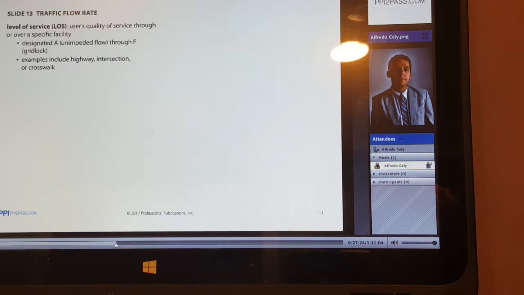Now, the examples for level of service are evaluated for highway segments, which are through segments, for intersections, which of course are crossing segments, nodes in our transportation network, or crosswalks, which are where pedestrians walk or cross the street.